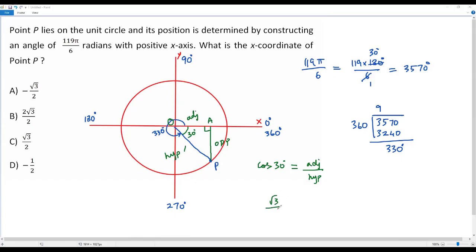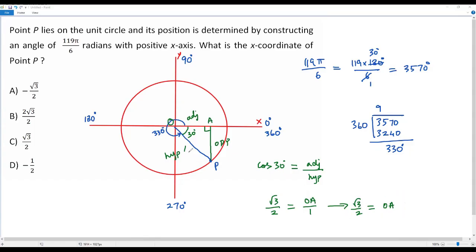So that is square root of 3 over 2 equals, for the adjacent side we do not know the length, so we can plug in OA. For hypotenuse, we have 1. Square root of 3 over 2 equals, when I divide OA by 1, it still equals OA. Here I got the length of OA equals square root of 3 over 2.